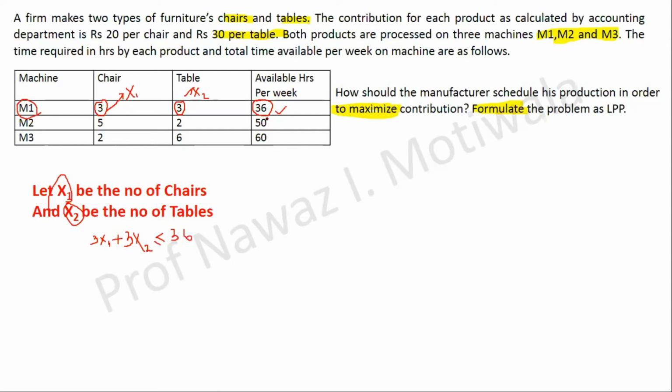Similarly, we can form constraints for machines M2 and M3: 5x1, because 5 hours is required per chair and there are x1 chairs, plus 2x2 should be completed within 50 hours, and lastly 2x1 plus 6x2 should be completed within 60 hours.